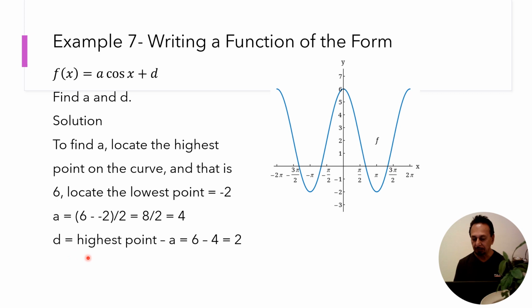Now we find d. So d basically is the vertical shift, because it looks like this graph is shifted up. It looks like it's shifted 2 units up. And to find that one, you can use this formula, highest point minus a. The highest point is 6, and the a we determined is 4. So 6 minus 4 equals 2.